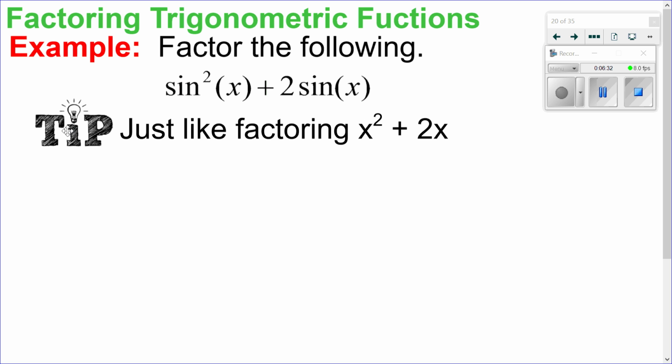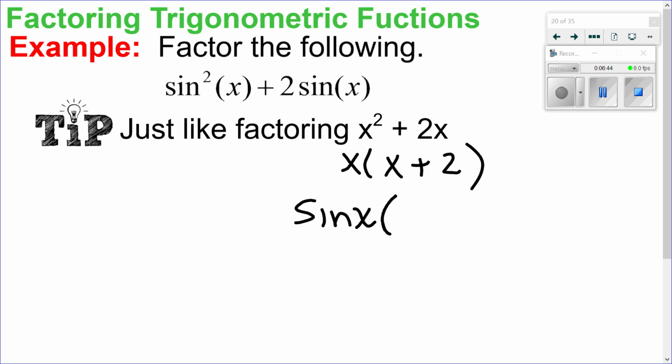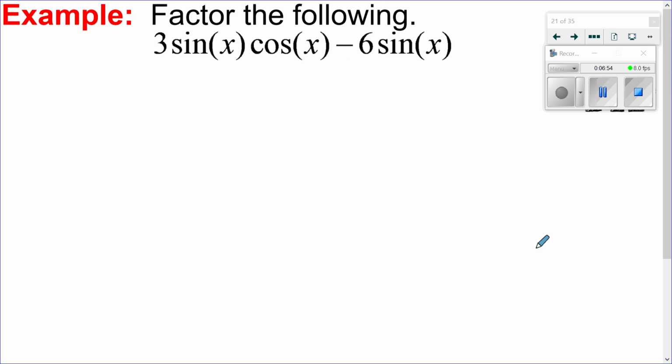If I have x squared plus 2x, I know that factors as x times (x plus 2). So sine squared x plus 2 sine x will be the exact same thing. It will be sine x times (sine x plus 2). So it's just like factoring normal quadratics. Let's say I have this one here.